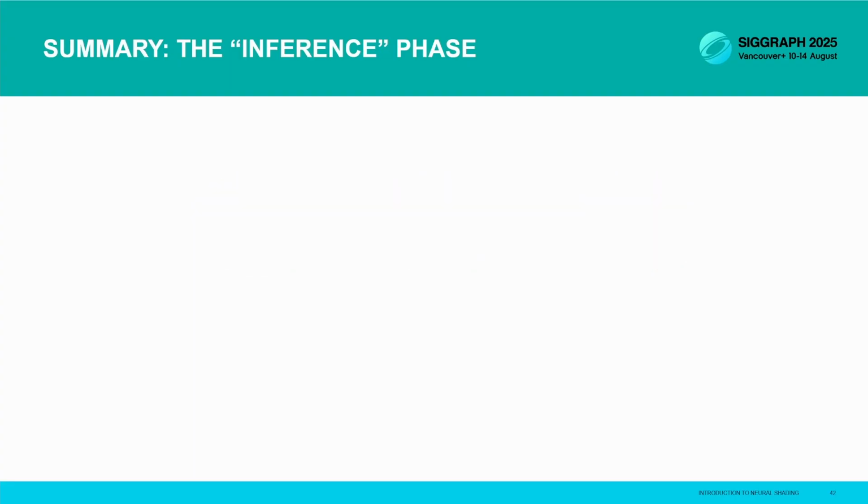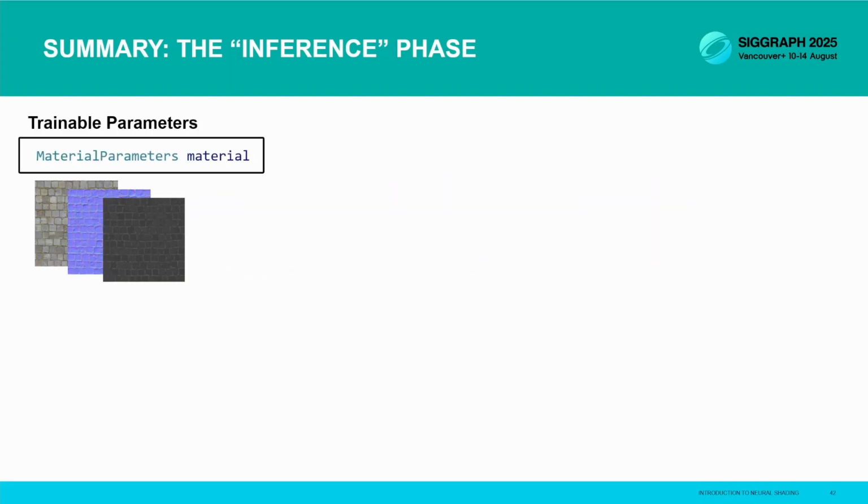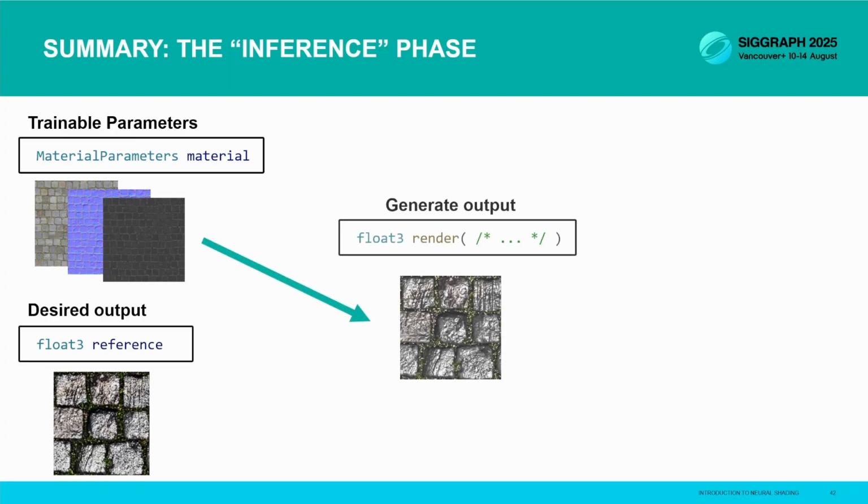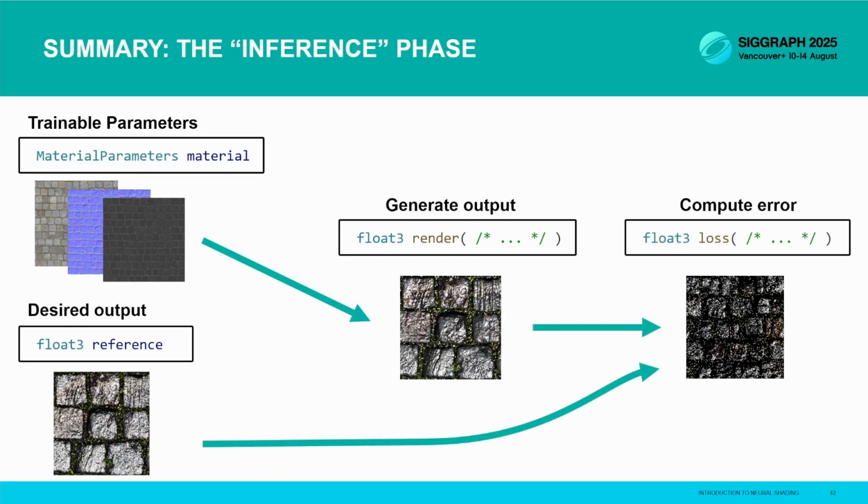Now, making this more concrete for our problem, the trainable inputs in our case are the bitmaps, and the desired output is a downsampled rendering of the reference material. We turn our bitmaps into an output by rendering an image of the material, and we can compare the current and desired rendering by computing the loss between the two.